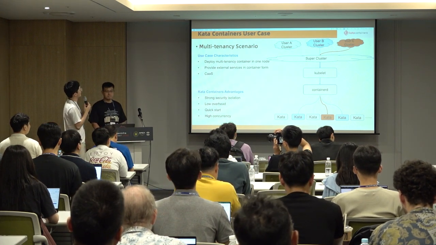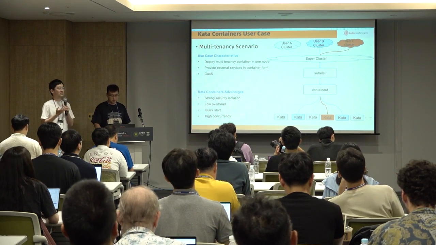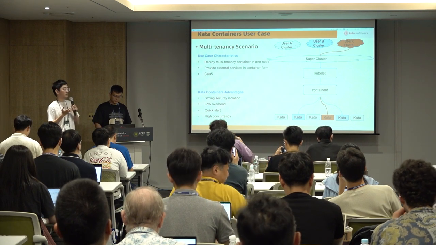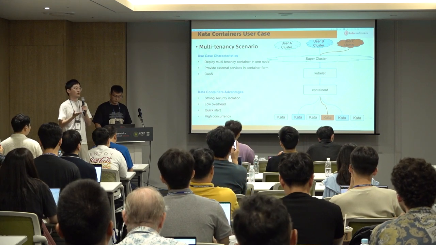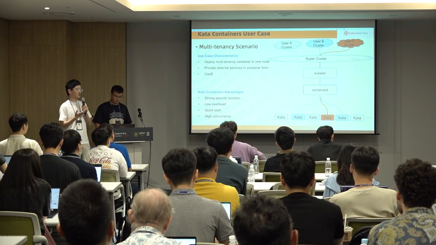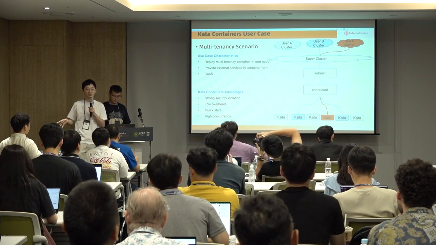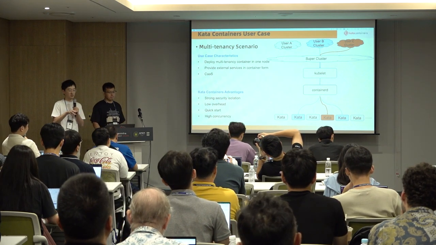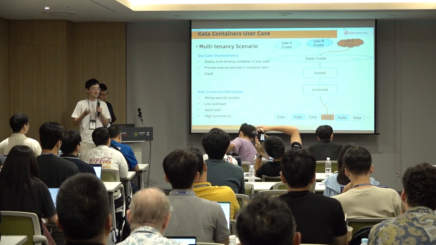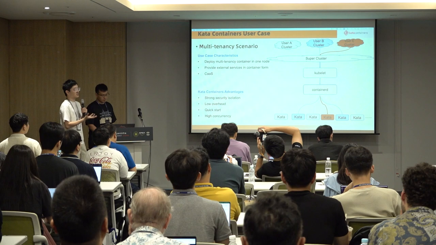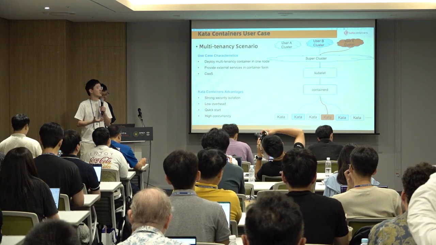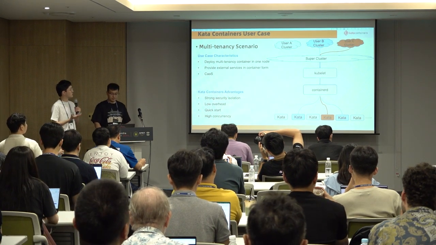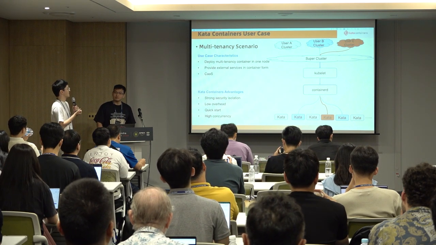There are two very common use cases for Kata Containers. The first one is the multi-tenancy scenario. This is very common in cloud providers, like my company, Alibaba Cloud. For some products, like function computing, we sell the same machine to different users, and they cannot use plain containers because there may be performance or security issues. So we use Kata Containers to wrap around the traditional containers, so that the cloud platform can provide a multi-tenancy experience.